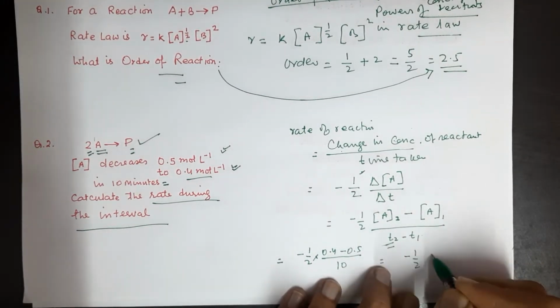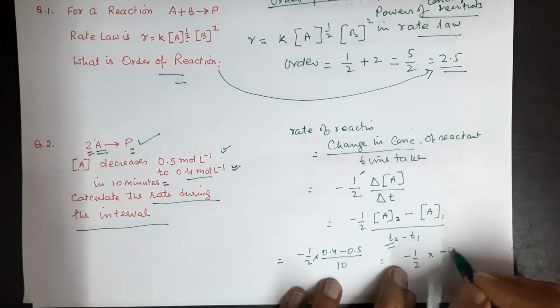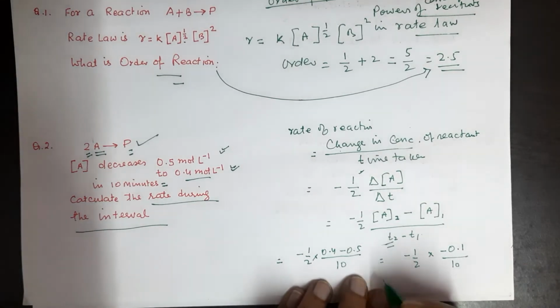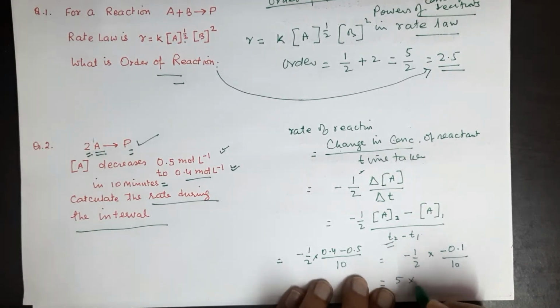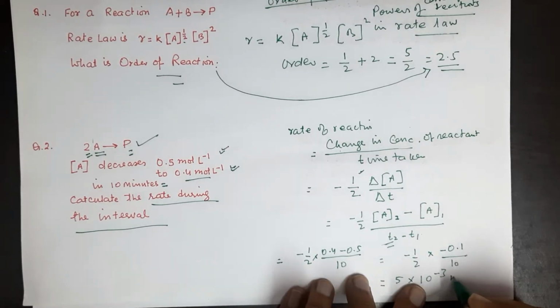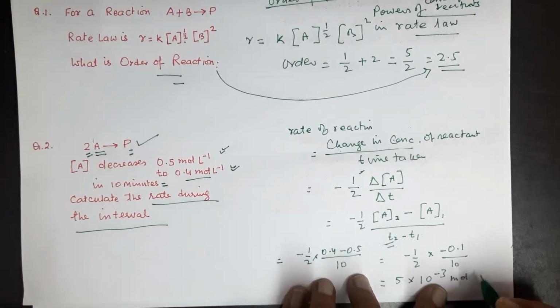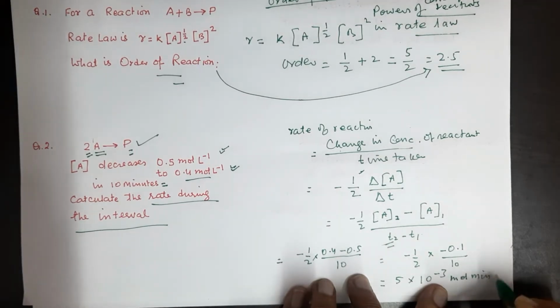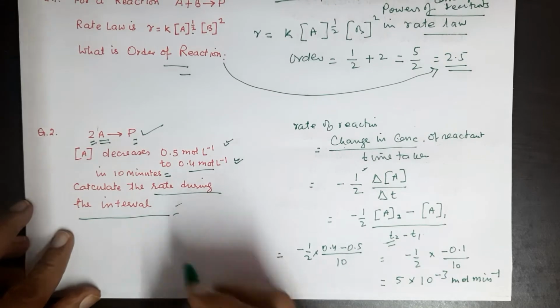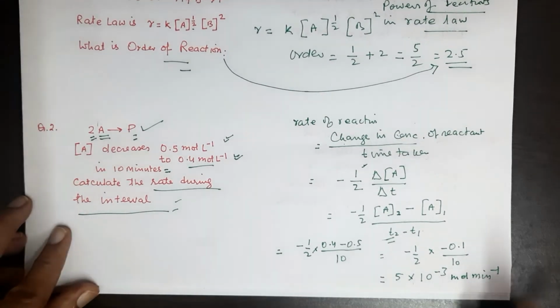And this becomes minus half into minus 0.1 divided by 10, and when we calculate it, it will be 5 into 10 raised to the power minus 3 mole per minute. So this is the solution of the question. The rate during the interval will be 5 into 10 raised to the power minus 3 mole per minute. Now we come on to the third question.